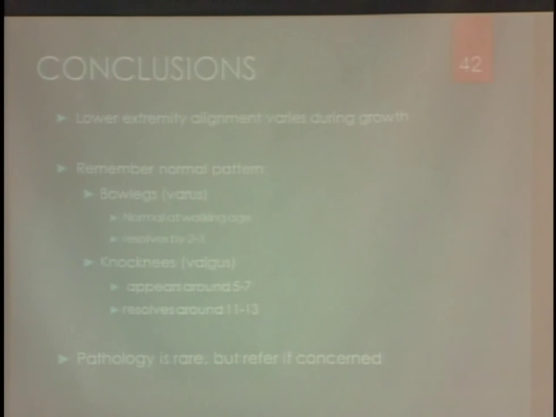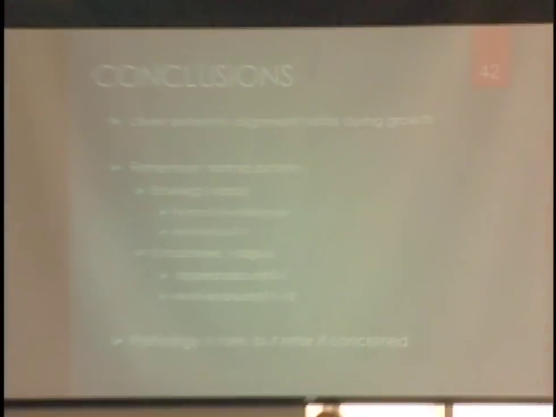So in conclusion, again, lower extremity alignment varies a lot during growth, so as long as you have a general sense of the ages and the range of what those variances are, you should be able to counsel and reassure parents and families that that's pretty much what's going to be the case. Luckily, Blount disease and things like that are fairly uncommon. Again, remember, bow legs usually resolves, generally age 2 to 3. Knock knees or valgus generally resolving around age 11 to 13. And so pathology is rare, but we don't want to miss it.